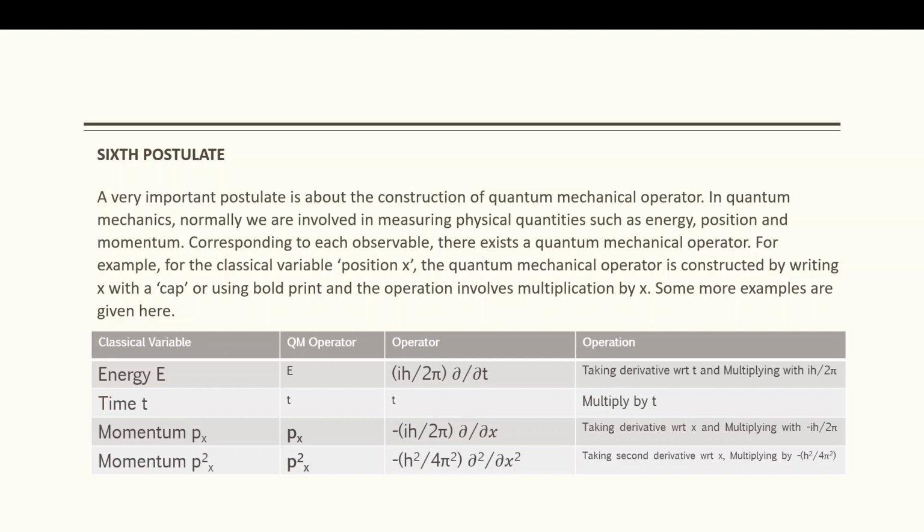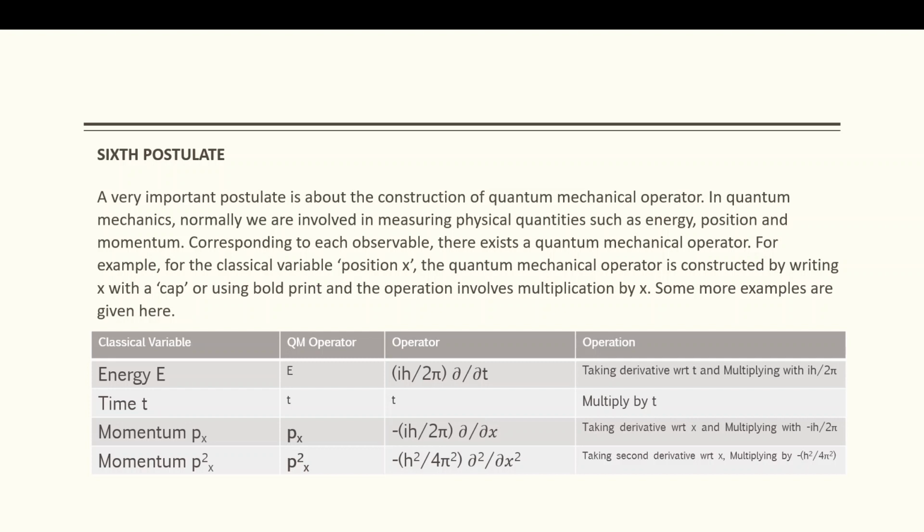Sixth postulate. A very important postulate is about the construction of quantum mechanical operators. In quantum mechanics, normally we are involved in measuring physical quantities such as energy, position, and momentum. Corresponding to each observable, there exists a quantum mechanical operator. For example, for the classical variable position x, the quantum mechanical operator is constructed by writing x with a cap or using bold print. And the operation involves multiplication by x. Some more examples are given below.